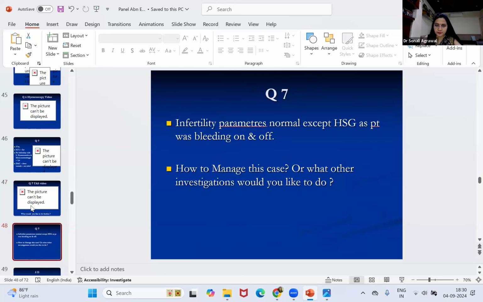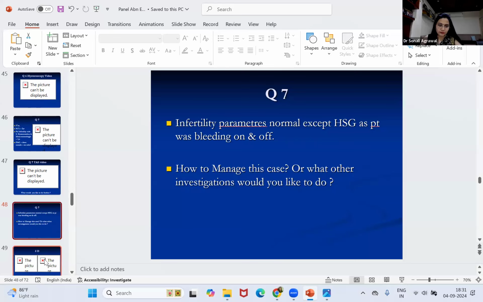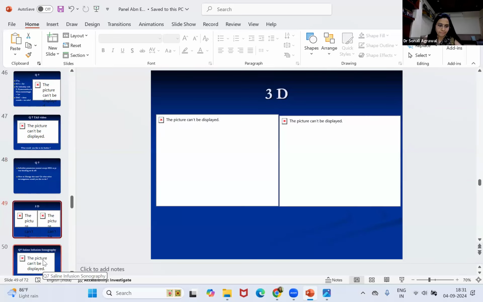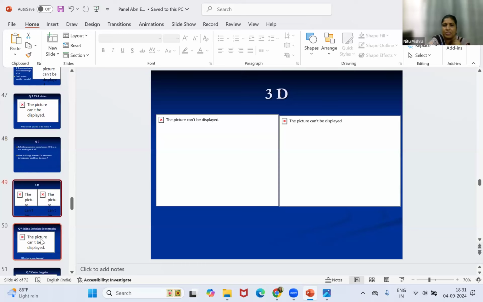Other infertility parameters were normal except the HSG, as the patient was bleeding on and off. So HSG was not possible. So my question is how to manage this case, just having thickened endometrium, young age, with continuous on and off bleeding PV, and what investigation further would you like to do? Endometrium is thickened in this patient.